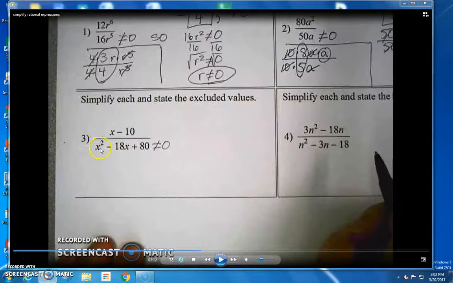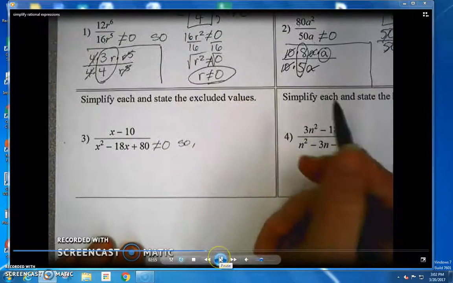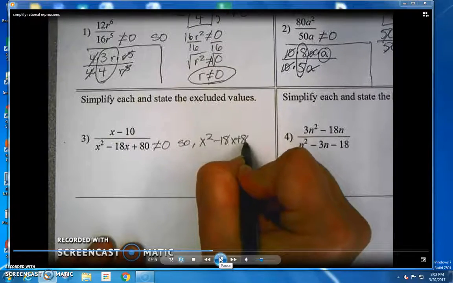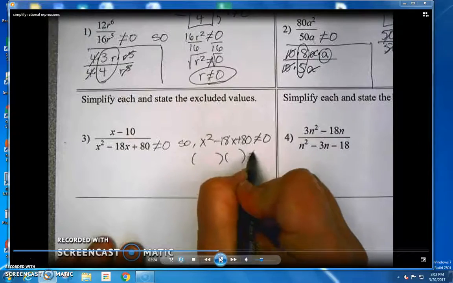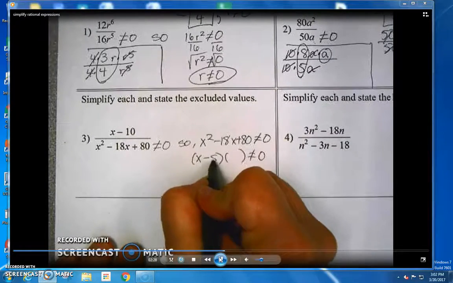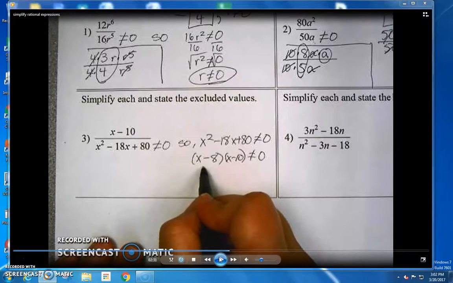So we're going to say that x squared minus 8x plus 80 cannot equal 0. So if that entire expression cannot equal 0, I'm going to approach that the same way as if I were solving for the zeros. I'm going to factor that quadratic out. So the two factors I get are x minus 8 and x minus 10.